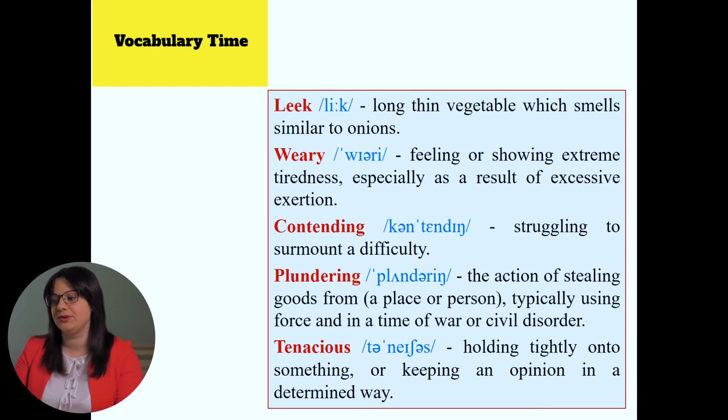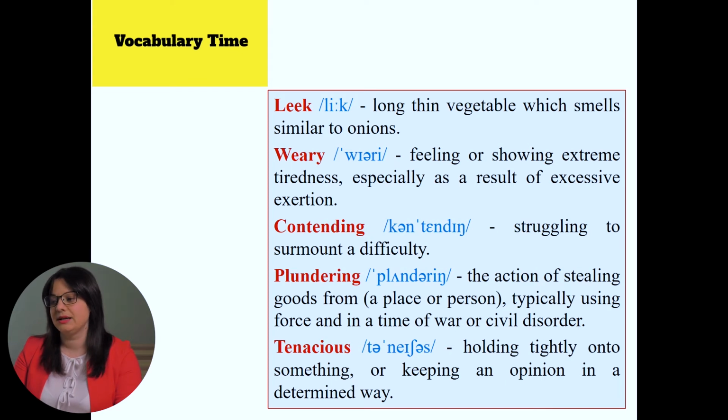Weary. Feeling or showing extreme tiredness, especially as a result of excessive exertion. Contending. Struggling to surmount a difficulty. Plundering. The action of stealing goods from a place or a person, typically using force and in a time of war or civil disorder. Tenacious. Holding tightly onto something or keeping an opinion in a determined way.